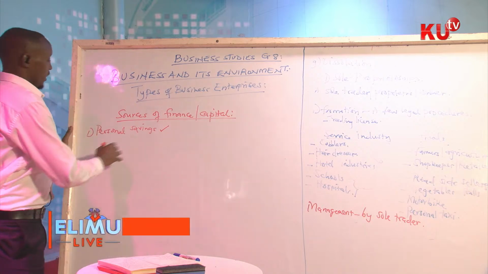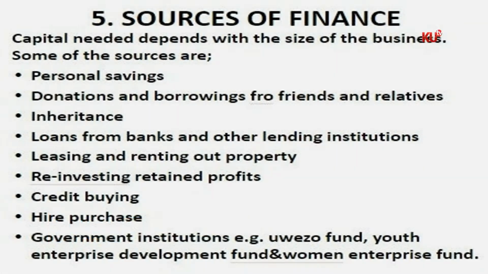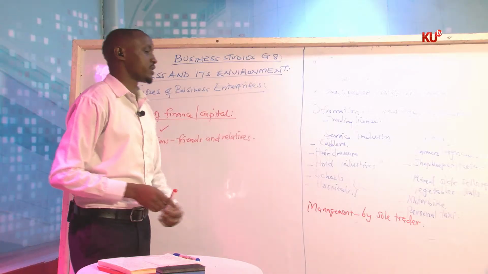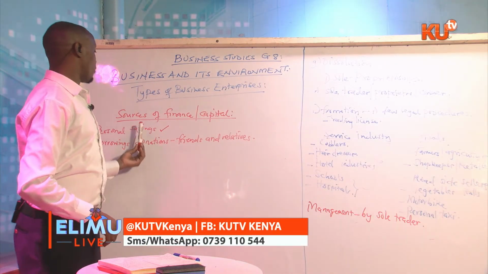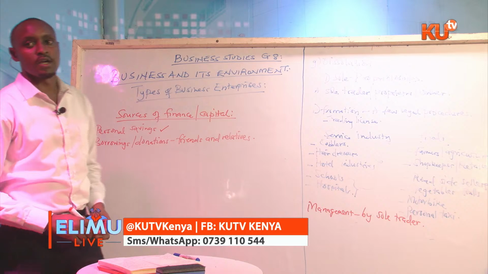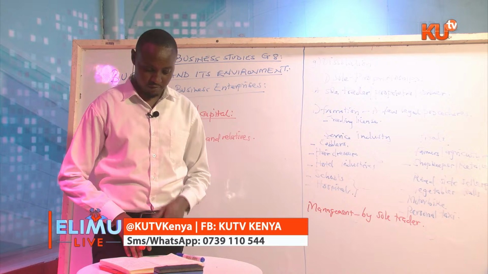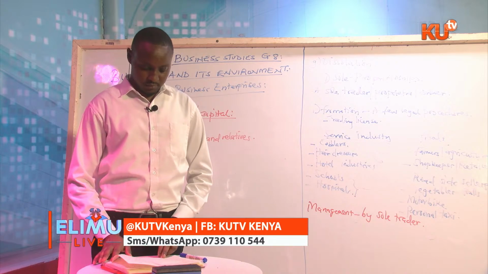And that's why we are saying that the main source of capital for a sole proprietorship is personal savings. Now, the second source of capital could be borrowings or donations from friends and relatives. In case the personal savings are not enough for the sole proprietor to start the business, they could get some money or donations from either friends or relatives to cushion them to start and run the business. That becomes the second source of finance for sole proprietorships.